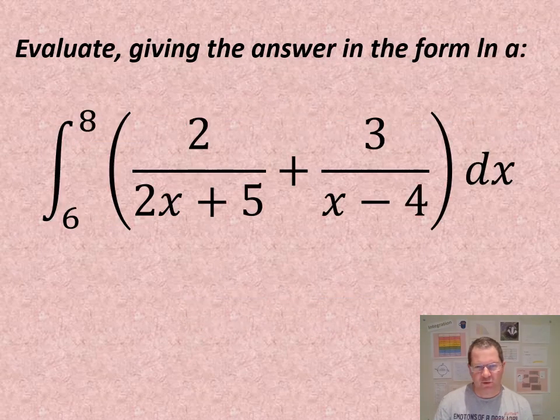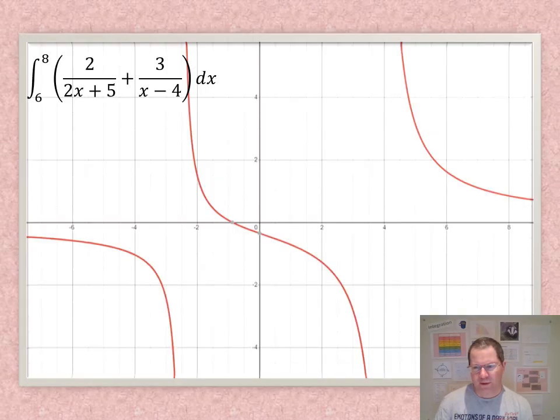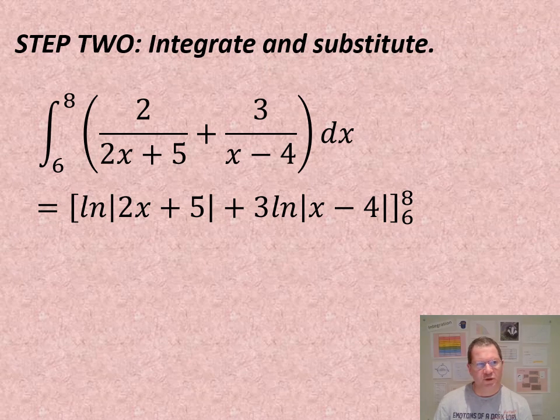So we can now rewrite the question as: evaluate, giving the answer in the form ln a, the integral of 2 over 2x plus 5 plus 3 over x minus 4 between our limits of x equals 6 and x equals 8. We haven't been asked to find the area, we've just been asked to evaluate it between 6 and 8, but we will get the area as shown on the right of the graph here, the area under the curve between the values of x equals 6 and x equals 8. So now we can move on to the integration and substitution.